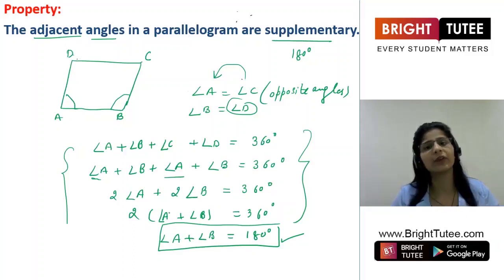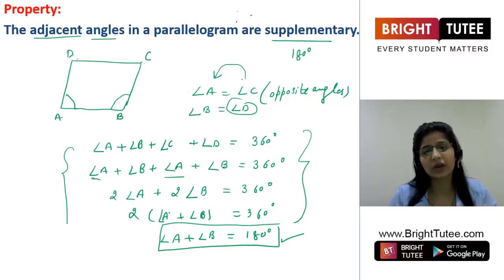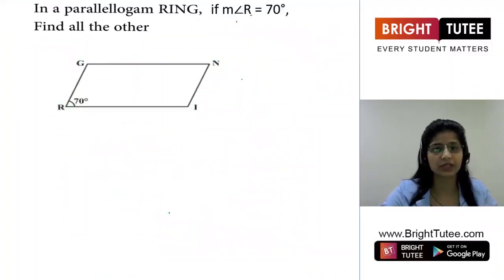So till now what we have done, we know that the opposite sides are parallel to each other, opposite sides are equal to each other. The next property that we discussed is opposite angles are equal to each other. Just now we have discussed that the adjacent angles are supplementary. Clear? Let us go to the next thing. Here is one question, and by using the previous properties we have to find all the angles.